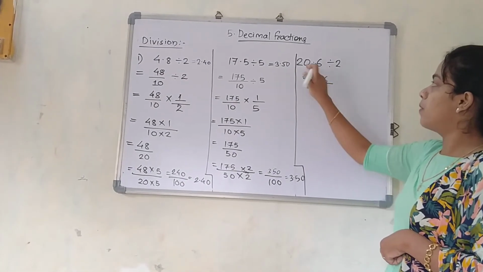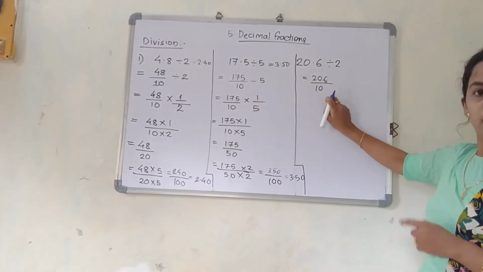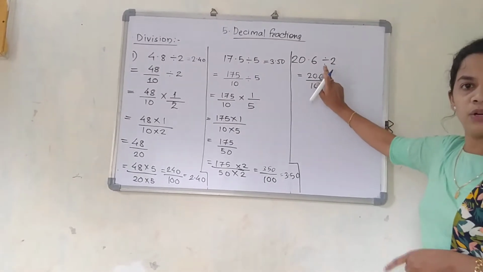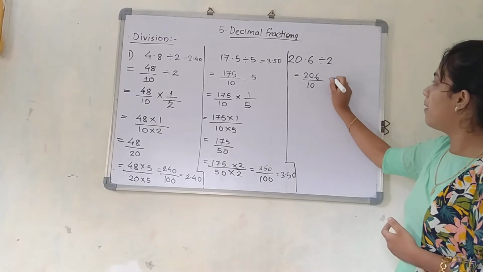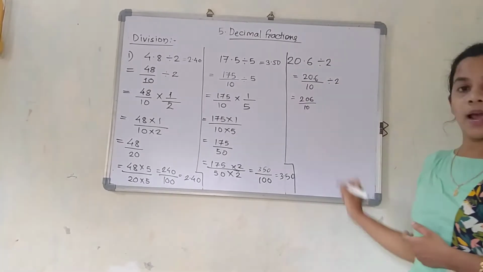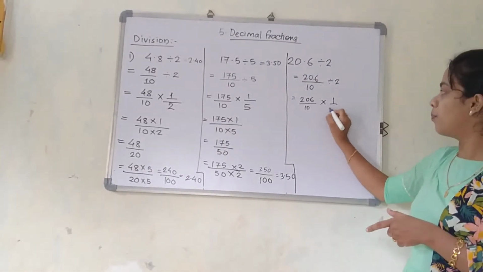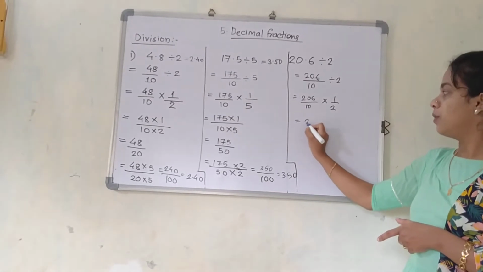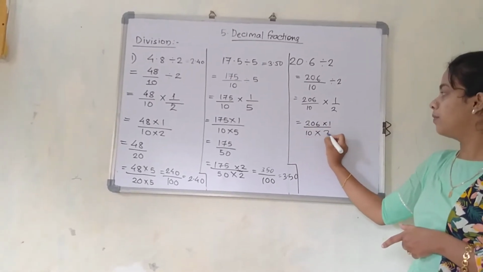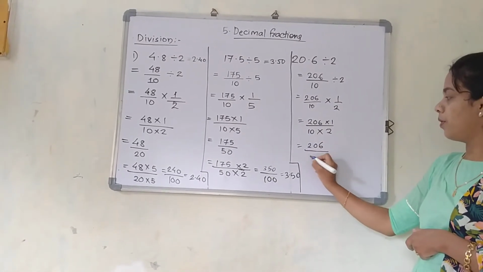206 upon 10. I have converted this decimal number into a decimal fraction. Why 10? Because after the decimal only one number is there, so 1 zero. If there were two numbers, 2 zeros. Divided by 2. 206 upon 10 I have written as it is. Divided by 2 I will write as multiplication, and 1 upon 2. Again 206 into 1 and 10 into 2, which is given here. That is 206 upon 20.